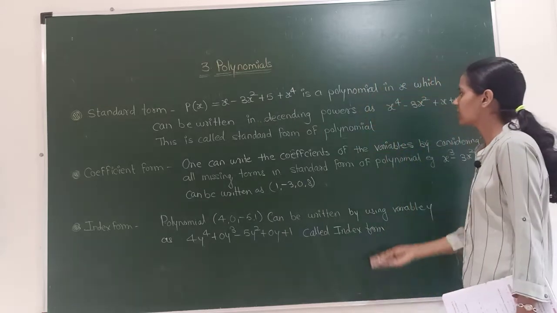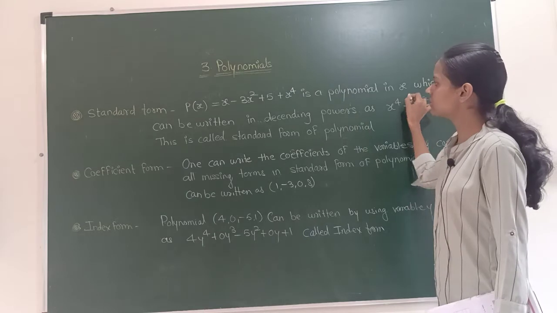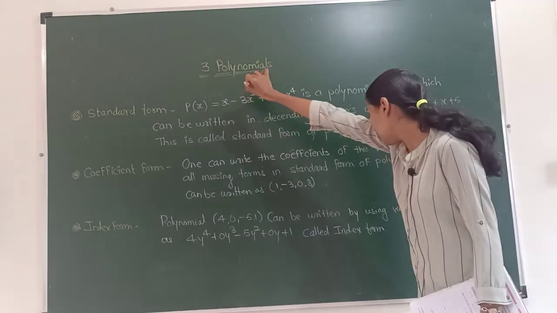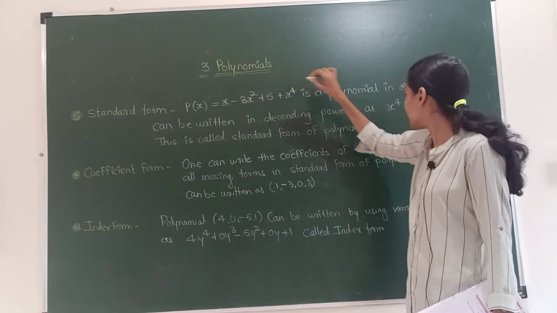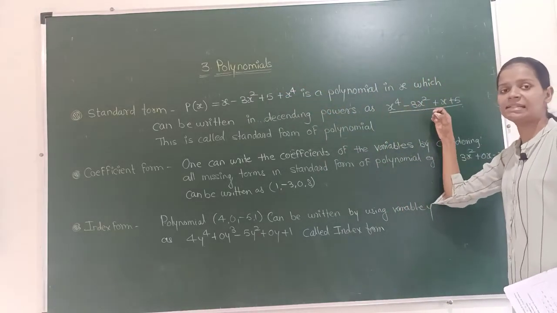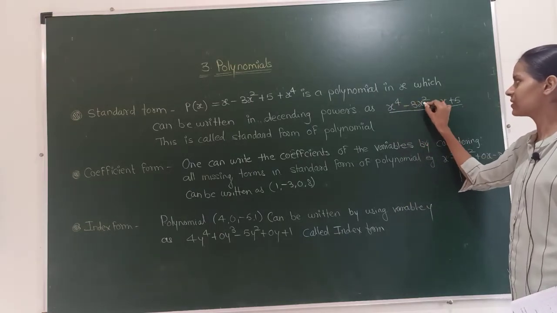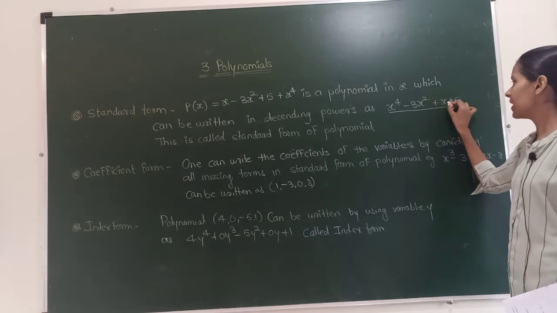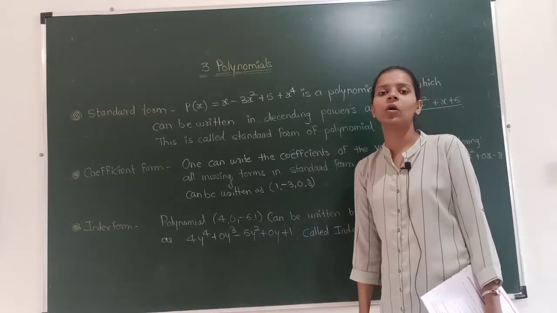How can we write this? Which is the greater power? x raised to 4, after that minus 3x raised to 2, after that x and 5. So we can write this polynomial in descending order like x raised to 4 minus 3x raised to 2 plus x and plus 5, and this is called the standard form of the polynomial.